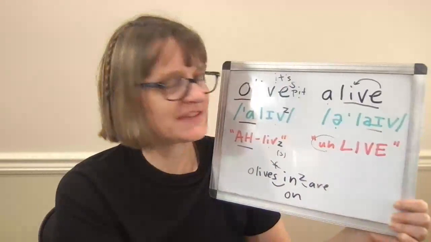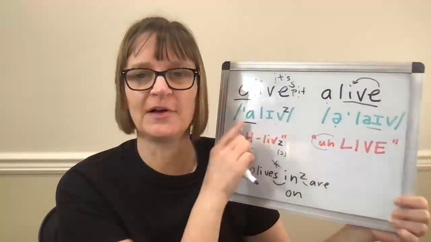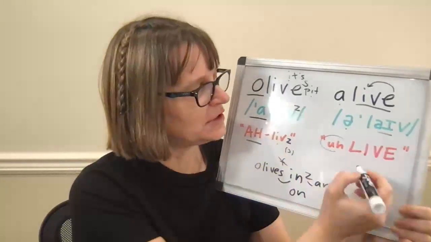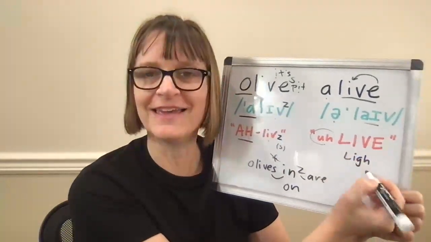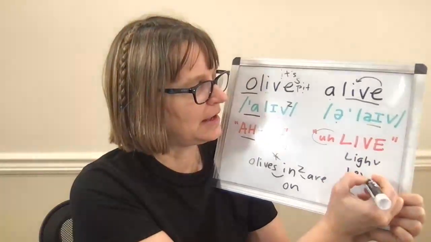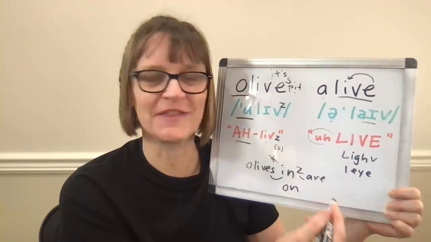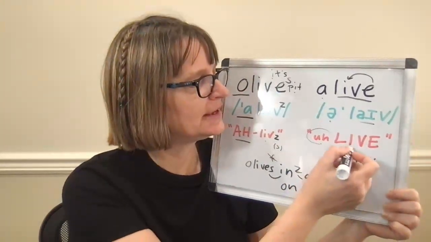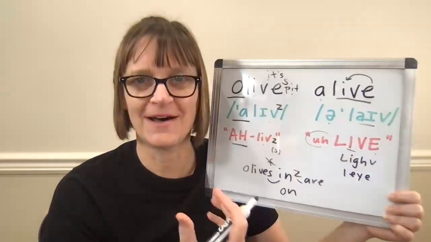I wrote it here the same way as live. That might be a little confusing because that's also how we spell live. So you can also think about it, if it helps you, like "lie", how we spell light, or "lie", how we spell I. Of course, there's lots of different ways we spell the I sound, but most typical is an I plus an E, like in live or mine, etc.